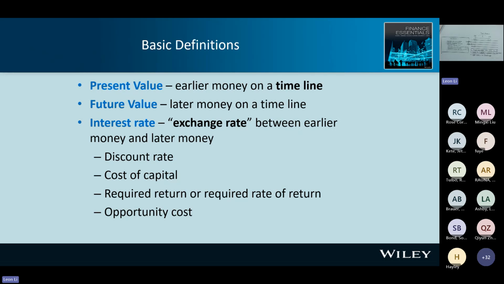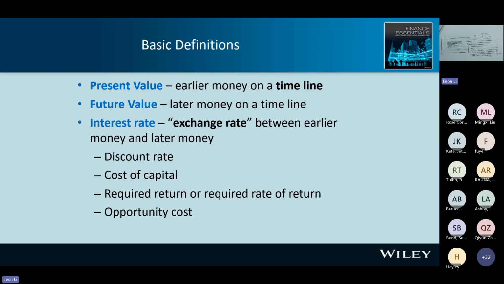All right, so it's a general definition for interest rate. It's an exchange rate between earlier money, or you can say today's money, and later money, like future money. So exchange rate between today's money and the future money. And we have a different definition of interest rate. So interest rate is a discount rate. When I see the discount, I'm thinking the future money. Future money involves risk. So future money will have a discount. So interest rate is also a discount rate, right?